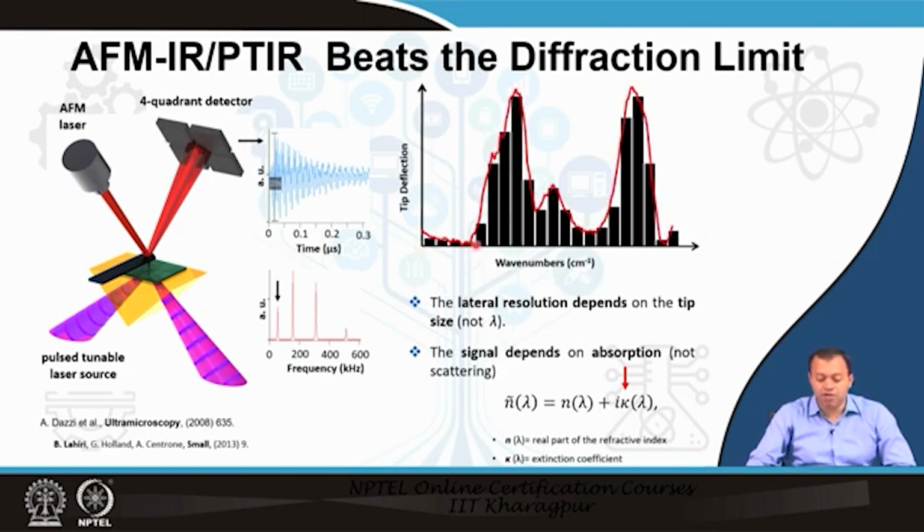Here the tip has not been deflected. At this particular frequency, at this particular wave number, the tip has deflected the most. You put an envelope and you get the spectra of the area just below the tip. And normal FTIR or Raman would have given you the entire averaged sample. Here you are getting the spectra directly from the bottom of the tip.